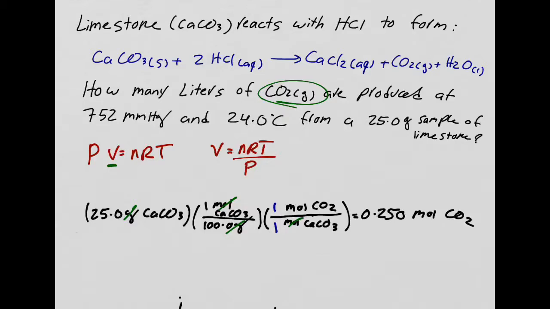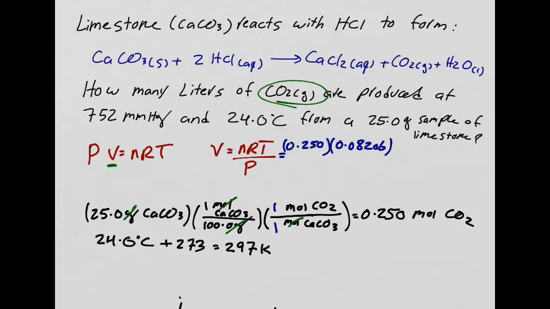So I'm going to come up here. For moles, I'm going to put 0.250. Then there is R. R is a constant. We talked about it. 0.08206. That is my constant. Okay. Now temperature. The temperature is given to me in 24.0 degrees Celsius. Remember, units is really all that matters in gases. I have to add 273 to it. I get 297 Kelvin.